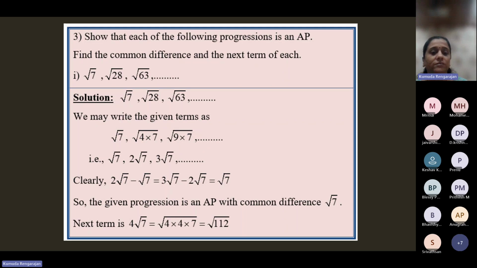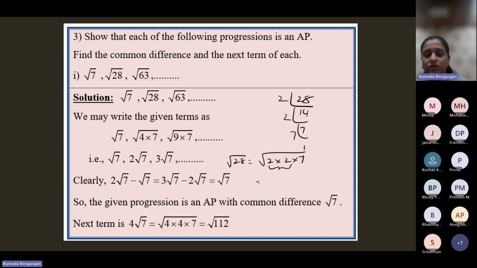Yeah, thank you, children. So I was telling you, wherever possible, express the surd as a mixed surd. So 28: 2 times 14, 2 sevens are 14, 7 ones are 7. So square root of 28 is equal to square root of 2 into 2 into 7. From 2 twos, one 2 comes out of the square root. So 2 root 7.